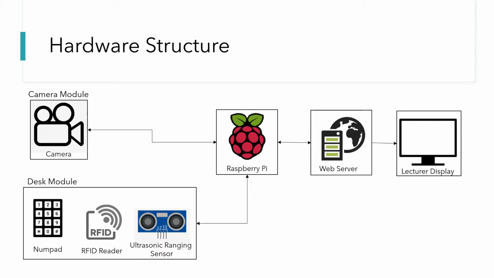The hardware structure has not changed since the progress update. We have the Raspberry Pi, which has the camera module associated with it, the desk module, which includes the numpad, the RFID reader, and the ultrasonic ranging sensor. And then the Raspberry Pi communicates with the web server, which in turn communicates with the lecture's display.